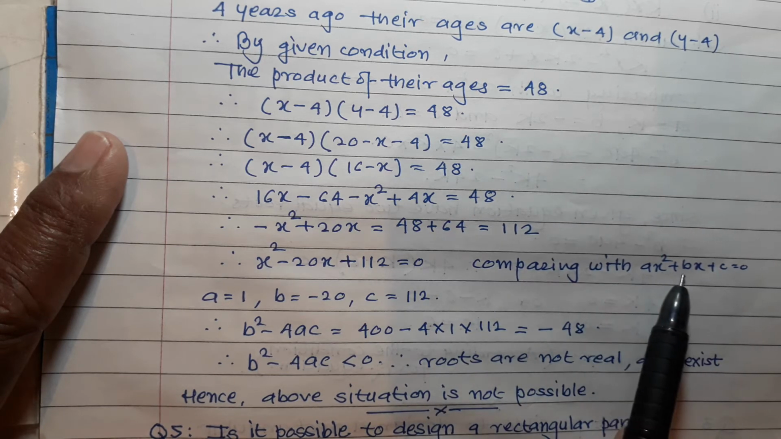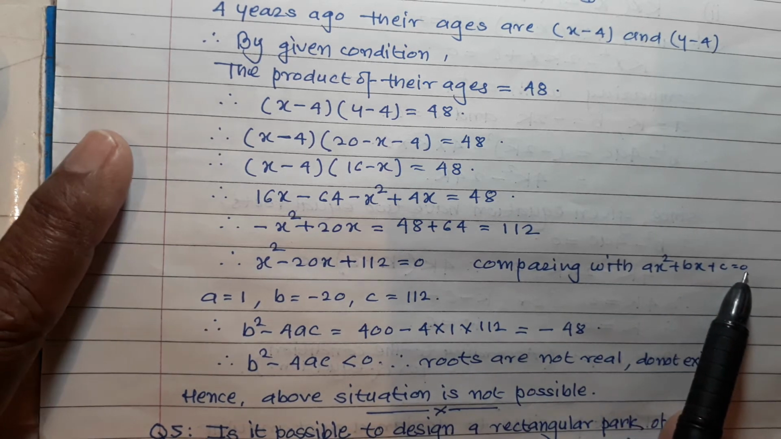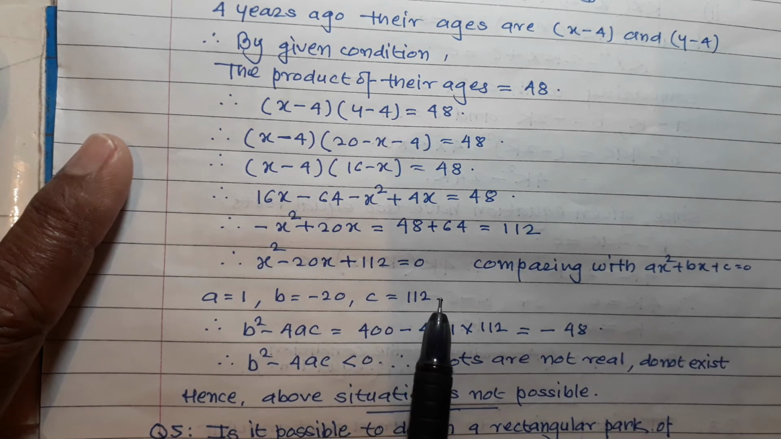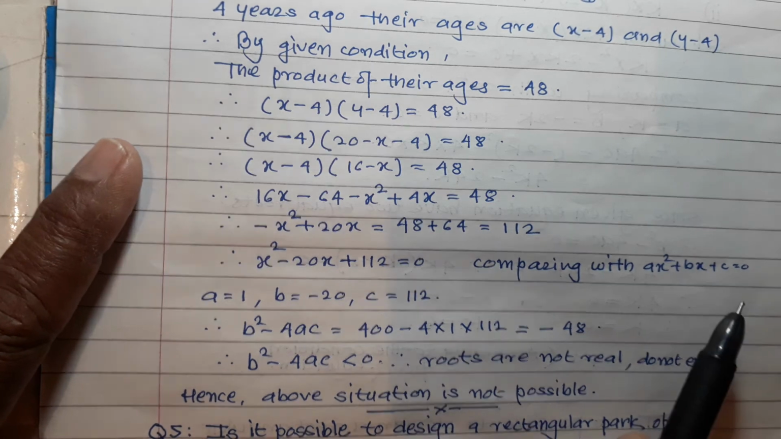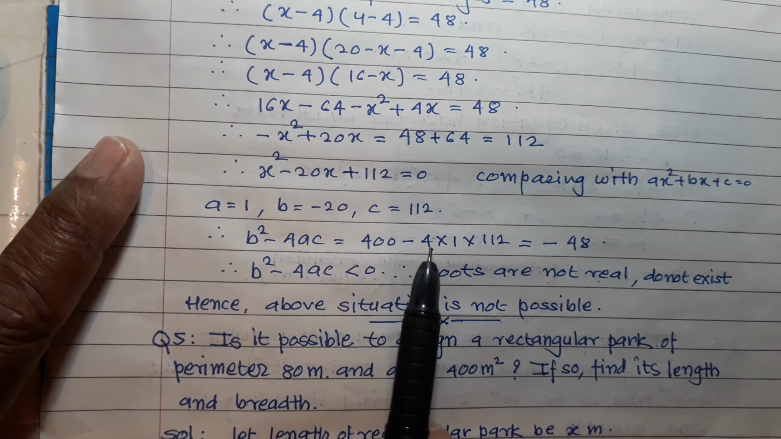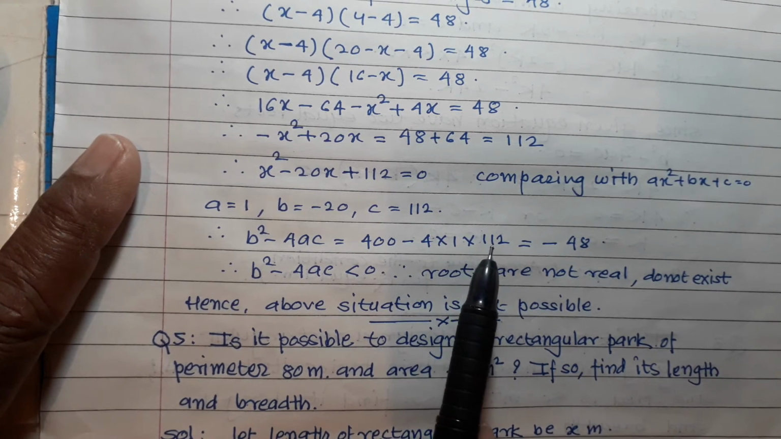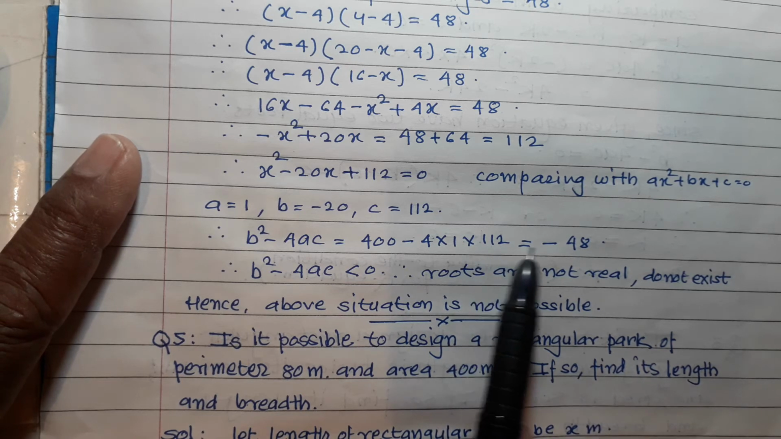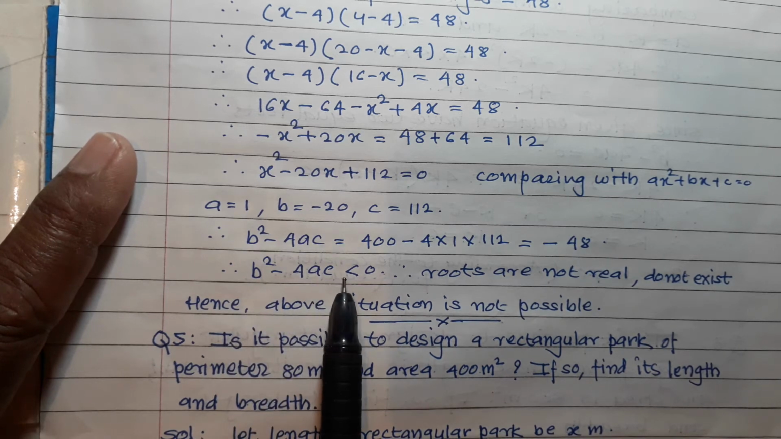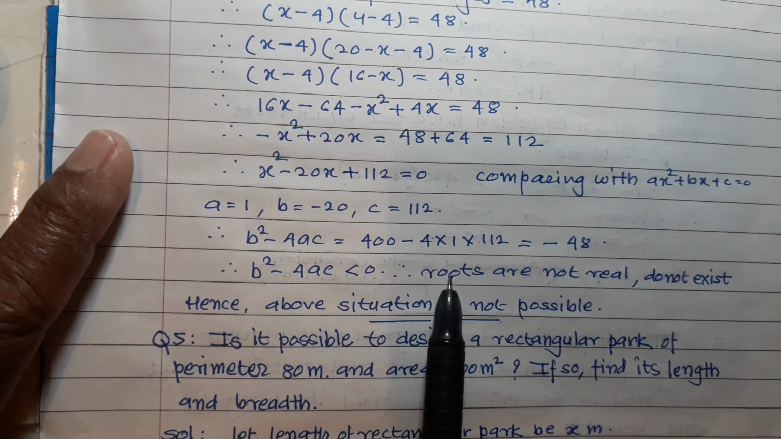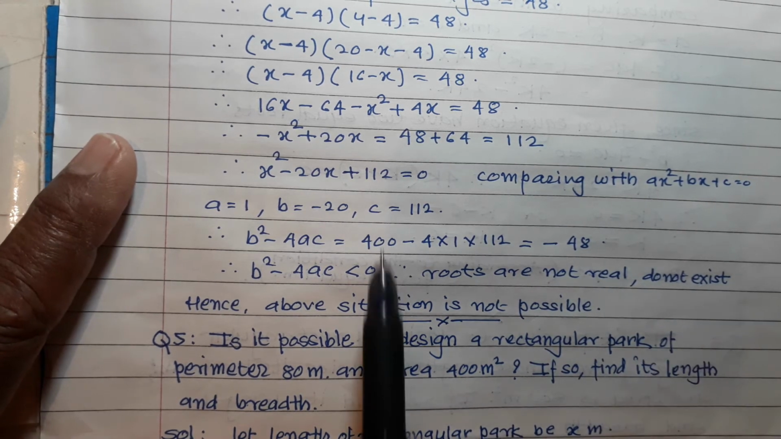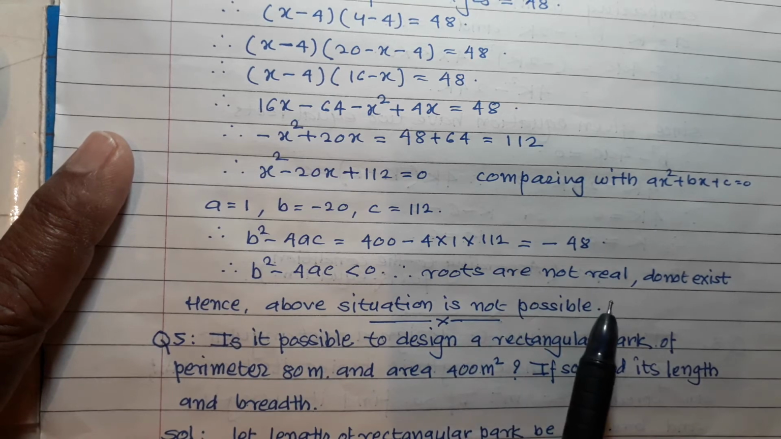Comparing with ax square plus bx plus c is equal to 0, a is equal to 1, b is equal to minus 20, c is equal to 112, and therefore b square minus 4ac is equal to 400 minus 4 into 1 into 112, which is equal to minus 48. Therefore b square minus 4ac is less than 0, roots are not real, do not exist, and hence the above situation is not possible.